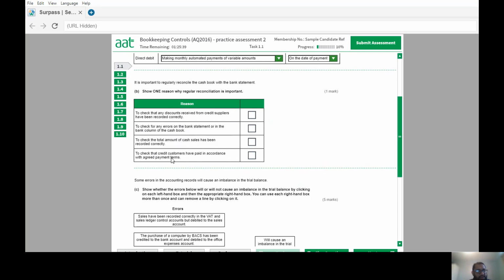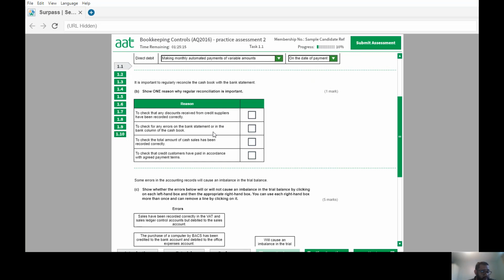To check that the credit customers have been paid in accordance with their agreed payment terms. I know you have to check that information, but is that the reason why we reconcile the cash book and the bank statement? No. The reason for that one will normally be to detect any errors in your bank statement or in your cash book, which you may have made inadvertently.